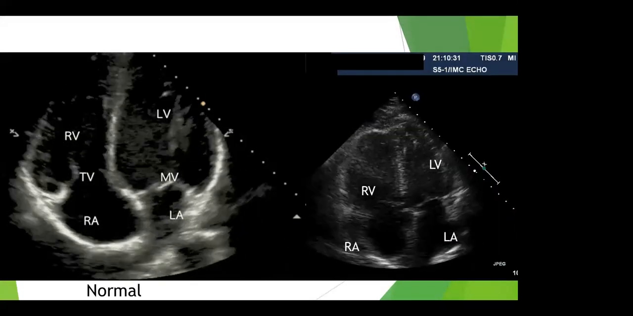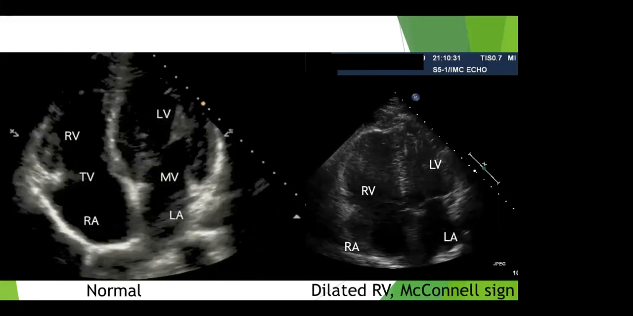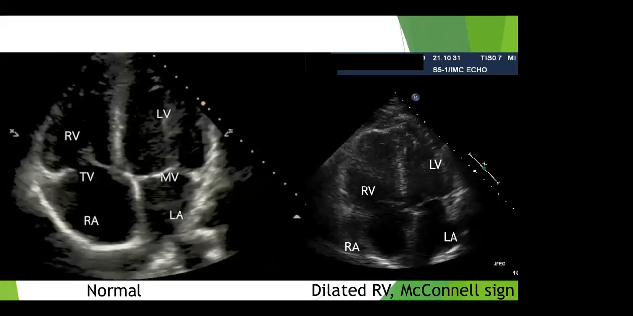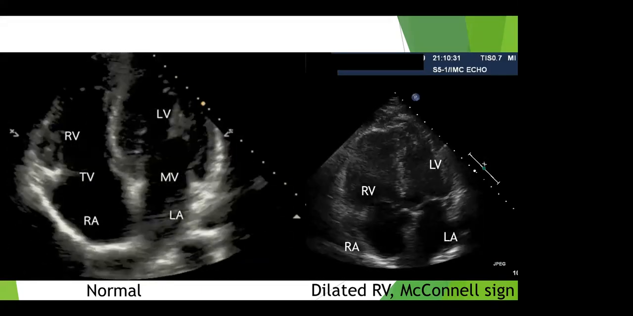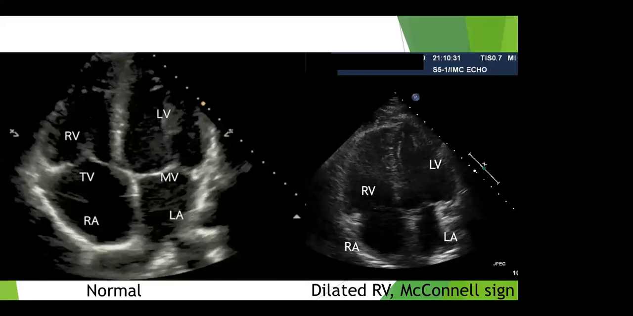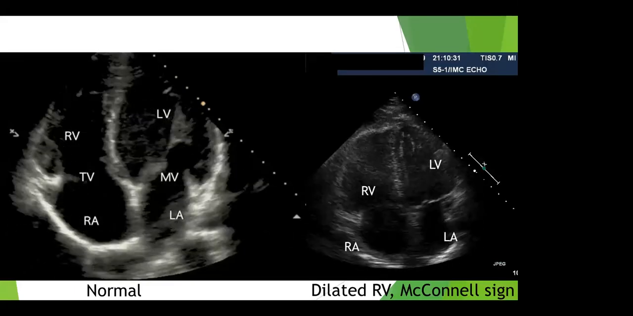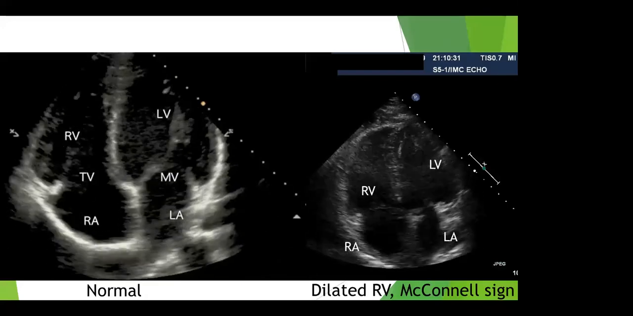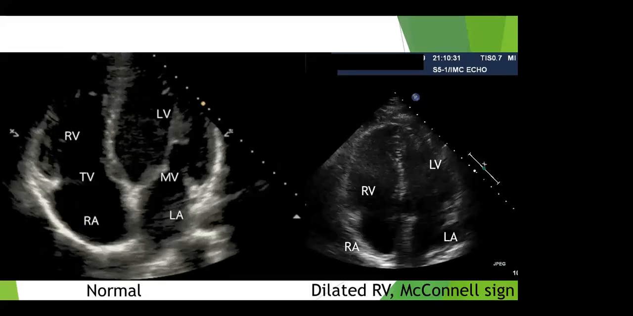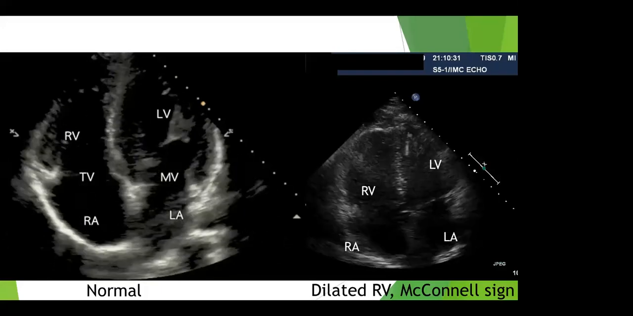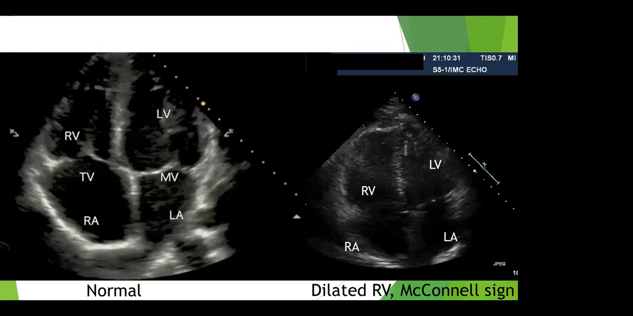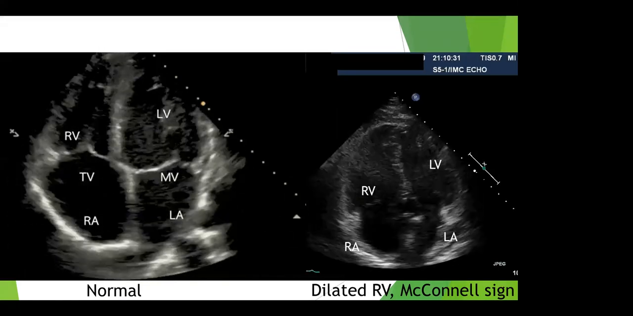And also dilated RV. The left ventricle is supposed to be larger than the right ventricle in apical view. But if there's PE, the right ventricle may appear larger than the LV because it's dilated, and also there's a McConnell sign. What we mean by McConnell sign is there is akinesia of the right ventricular free wall, but preserved contraction of the apical region of the right ventricle, where we can see the apical region of the RV is still contracting, but the free wall is akinetic.